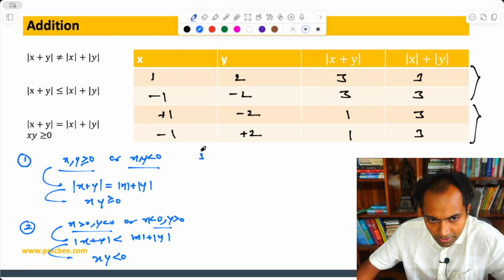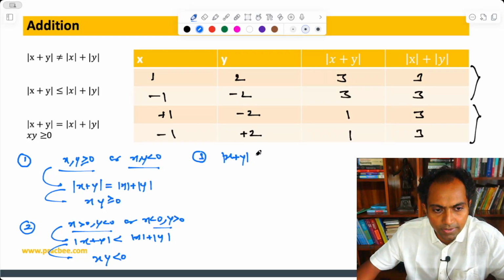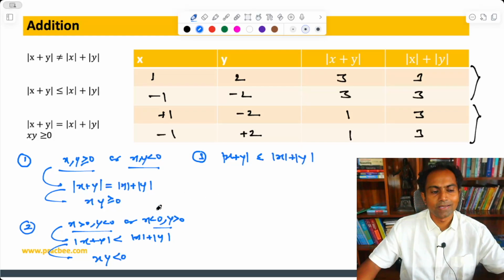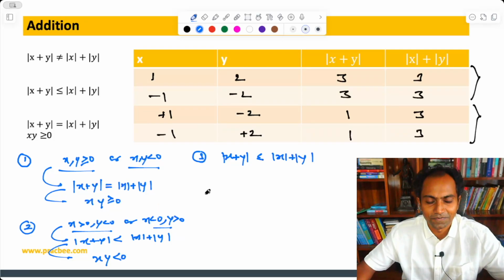Third, we can combine both of these and write a generalized statement. See, for any of the scenarios that is possible, if I write mod of x plus y, this quantity is always smaller than or equal to mod of x plus mod of y. This we have generalized, the idea of first and second, into the third statement.